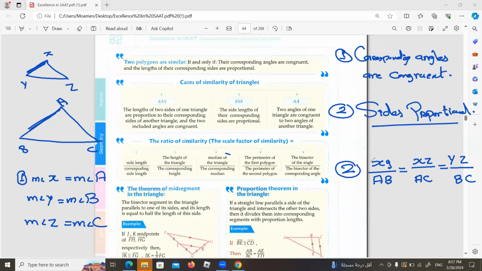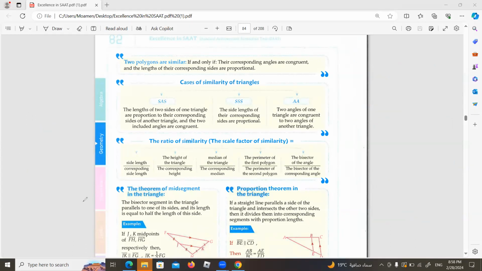So they are equal. It means if the first ratio is, for example, 2 over 3, then the second must be 2 over 3, and the third must be 2 over 3. This is the meaning of proportion: they have the same ratio, or the ratios are equal. So these are the cases for polygon similarity.